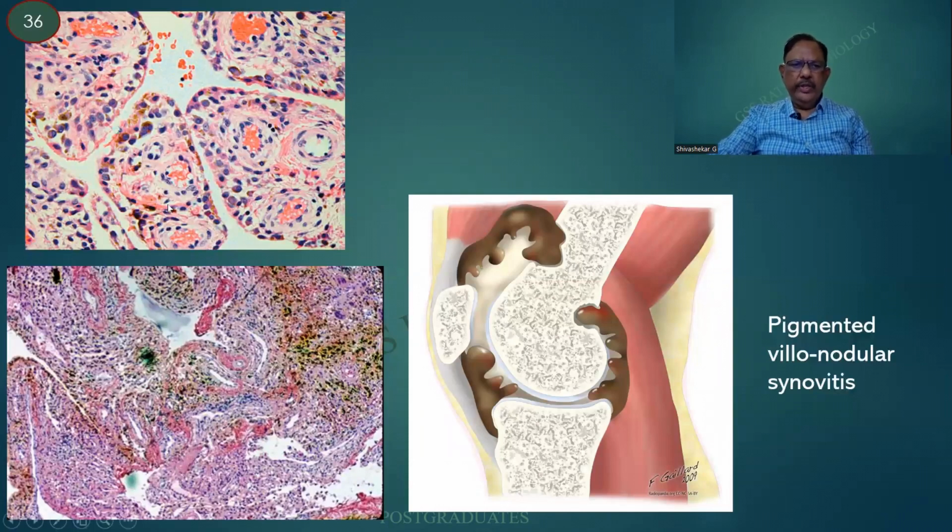Initially, it is a granulation tissue, but you people can make out the brownish pigmentation over here, which is seen in this also. It is a classical examination slide for you people. And pigmented villonodular synovitis, multiple projections over here, and it goes into the joint space as well.